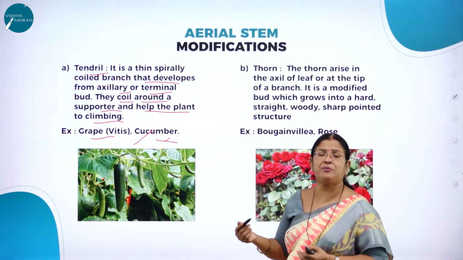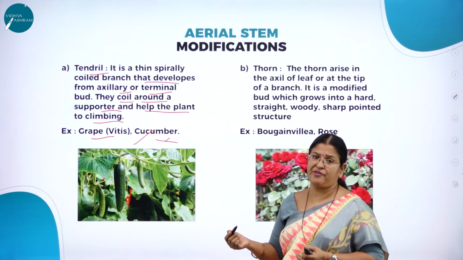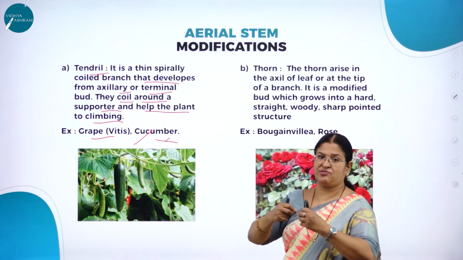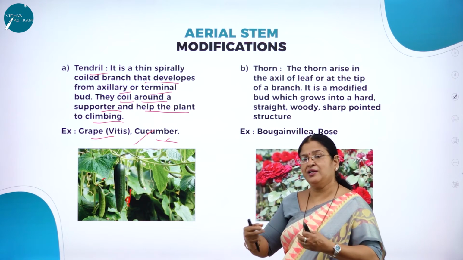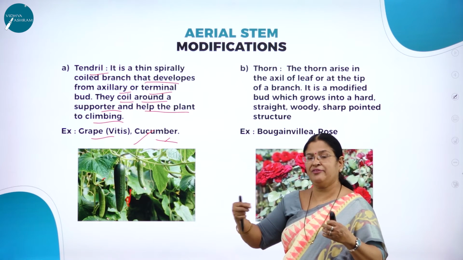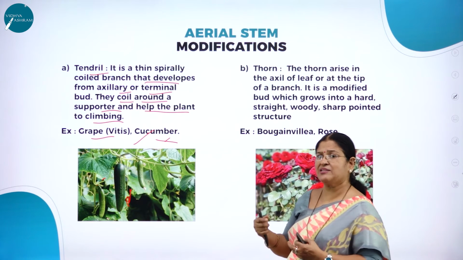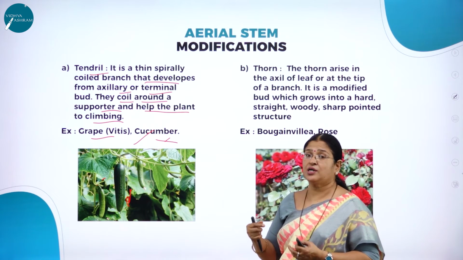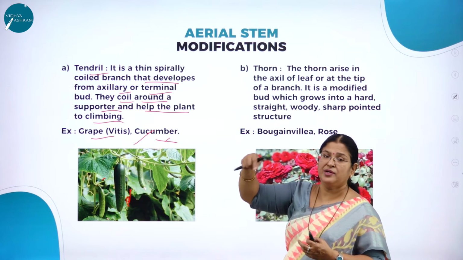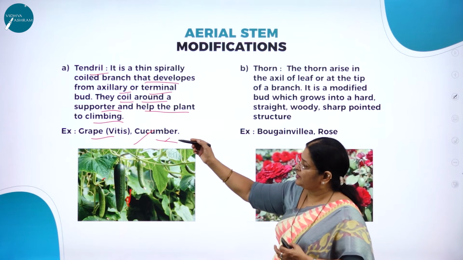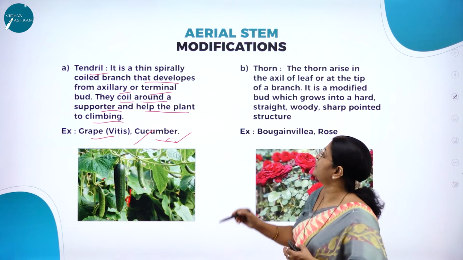Many examples, even pumpkin, you come across in the cucurbita family also, you come across tendrils. So you can see they are spring-like structures. When you stretch them, they spread like this, and when you leave them, they coil around like a spring. So a spring-like structure is a very good mechanism for them to climb. So they take the support. So examples you can give for tendril are grape and cucumber.